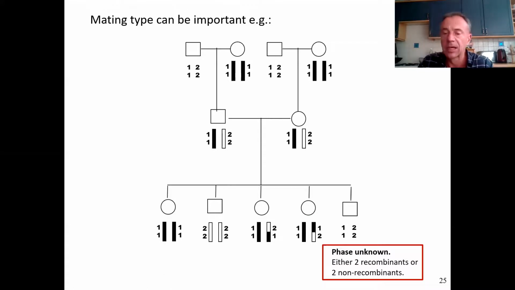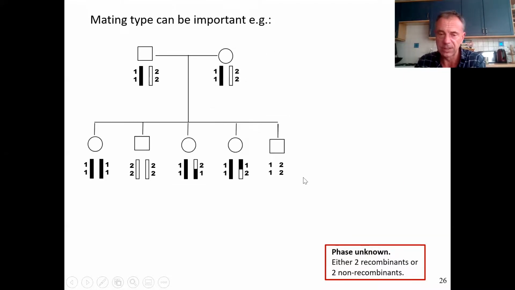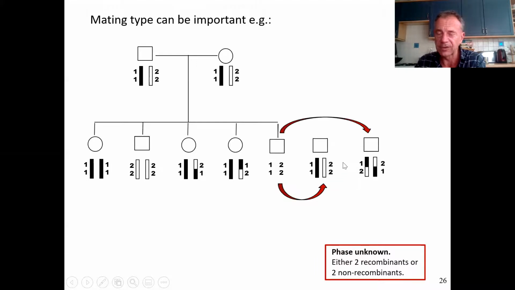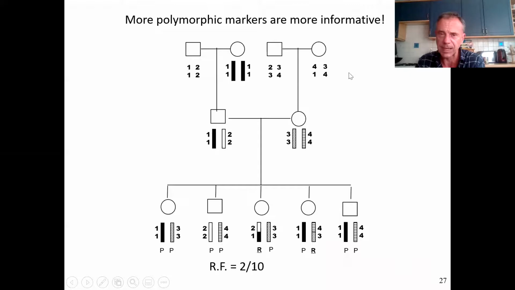Same for this guy. This one we don't know, because it might be that they've got a 1, 1 and a 2, 2, or it might be that they've got 2 recombinants. They could have inherited a 1 and a 2 and a 2 and a 1, and we don't know that. So this person is called phase unknown, and they have either, with equal probability a priori from what we know so far, got the 2 in phase or the 2 recombinants. We don't know. So that's an ambivalence.